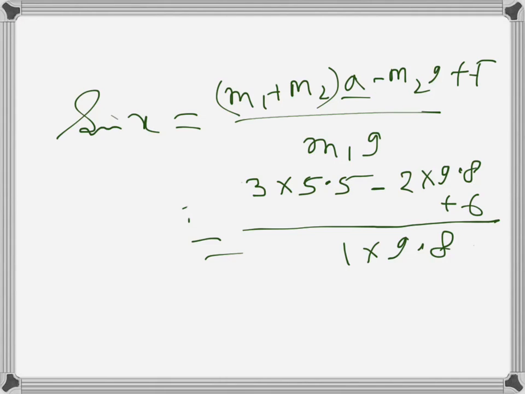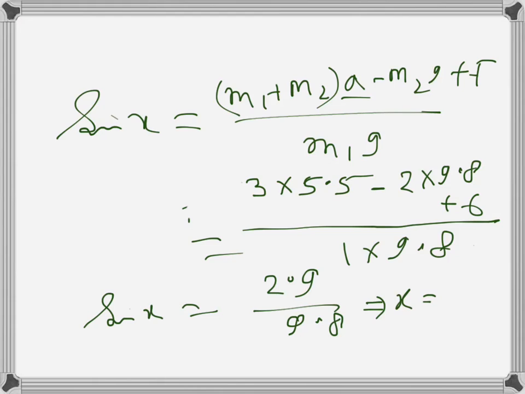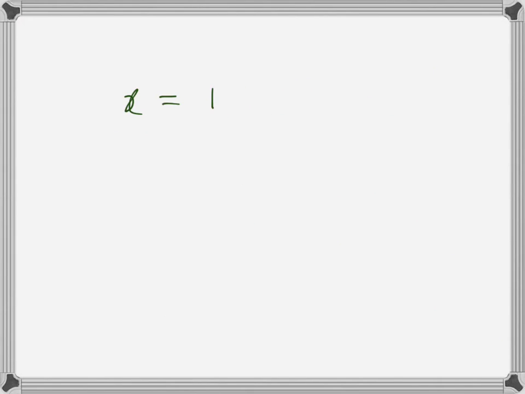Once we do this, we get sine x equals approximately 2.9 divided by 9.8. So x we get, if we do sine inverse of this, sine inverse of 2.9 divided by 9.8, we get x to be approximately 17.2 degrees. So that's the inclination of the slope of the surface basically.